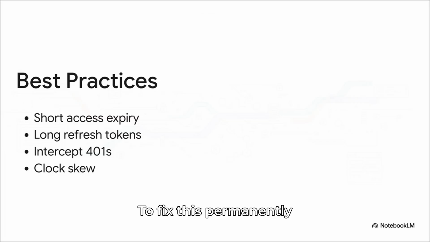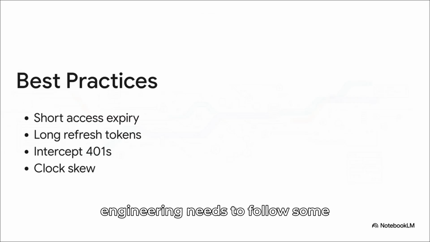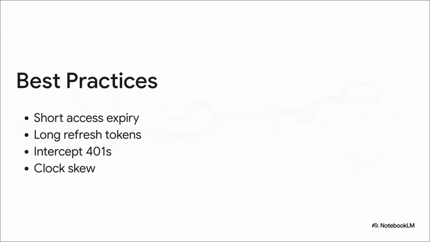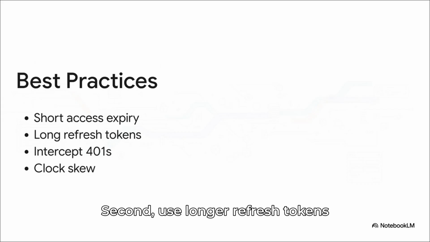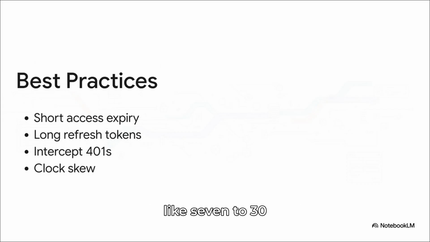To fix this permanently and prevent these tickets from ever reaching the support desk again, engineering needs to follow some core best practices. First, keep access token expiry short, around 15 to 30 minutes, for security. Second, use longer refresh tokens, like 7 to 30 days, stored securely. Third, ensure the client automatically intercepts those 401s to trigger a refresh. And finally, account for server clock skew with a 30 to 60 second leeway. That just means ensuring slight time differences between servers don't cause false expirations.